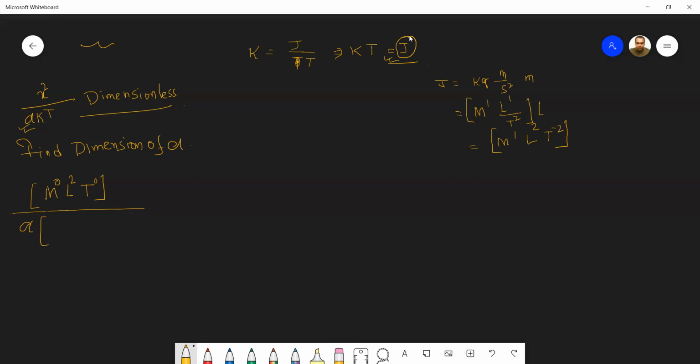So here in place of kT, since kT gives us the work done J, I will write the dimension of the work done, because here we are dealing with the dimension. So M1 L2 T to the power minus 2. So this quantity, we have written the dimensions. So alpha's dimension we have to calculate. This quantity is dimensionless. Dimensionless means M0 L0 T0.